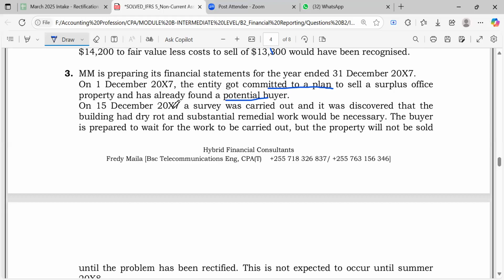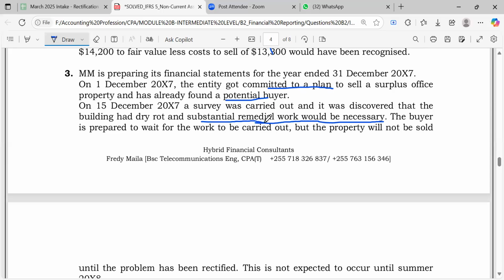You see that? Substantial remedial work was necessary. Even at this point, we say that the asset should be ready for sale in its immediate what? Condition. Should be immediately ready for sale in its present condition. You can see the building had dry rot, and so there was substantial remedial work to be carried out.